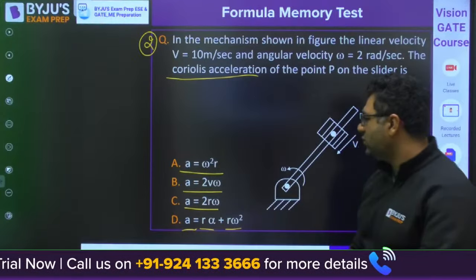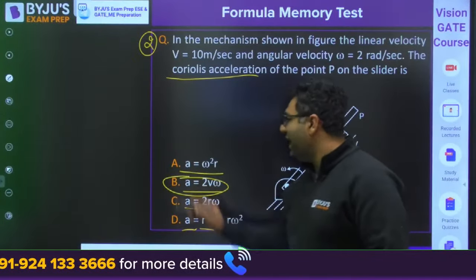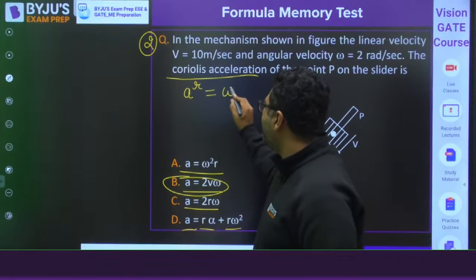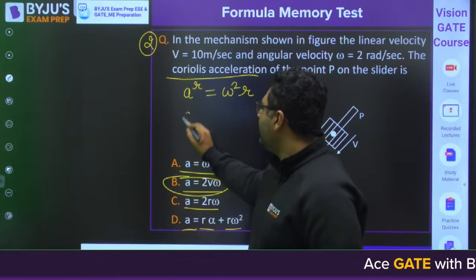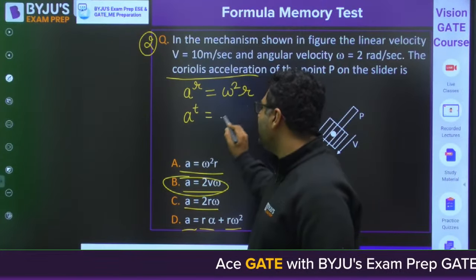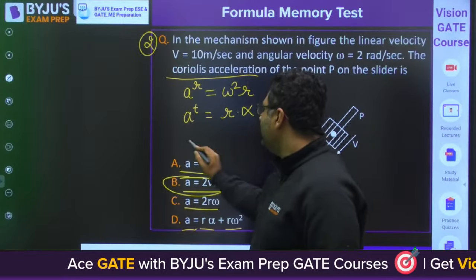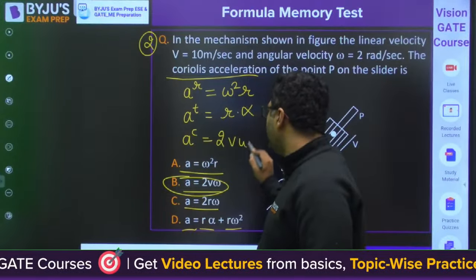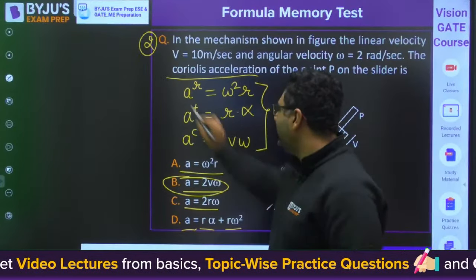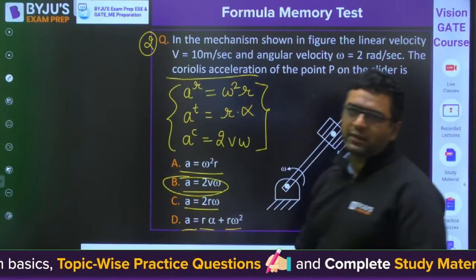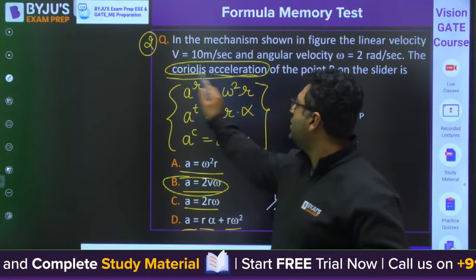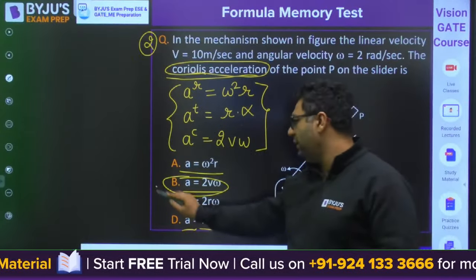So my dear, the answer for this is B, because you know that when we are talking about radial acceleration, it is omega square r. Whenever we are talking about tangential acceleration, it is r alpha. Whenever we are talking about the Coriolis component of acceleration, it is 2v omega. So my dear, these are the three accelerations which are acting on the slider, but they have particularly asked for the Coriolis component of acceleration. That is why the answer will be B this time.